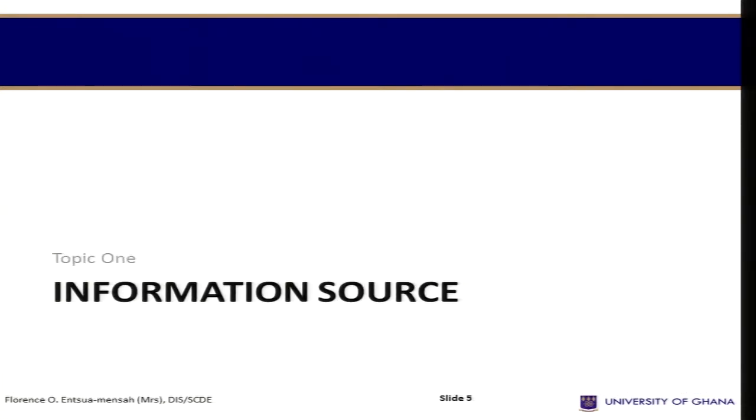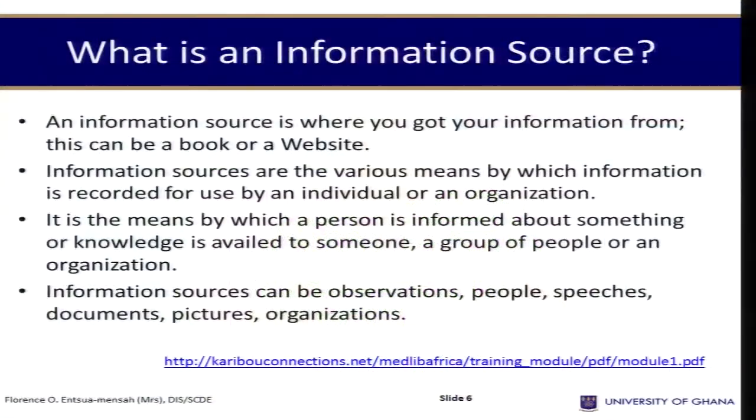If you cast your mind back to the second section, when we talk about information literacy, one of the definitions is that you need to first recognize the need for information, then you locate the information. Then we also talk about information seeking behavior, where when it is complex, you visit a library. When you visit a library, what do you go there for? You go there to get the information. So we are saying that an information source is where you got your information from. This can be a book or a website.